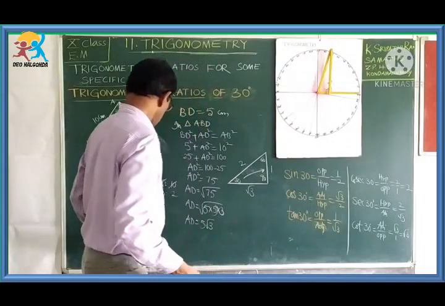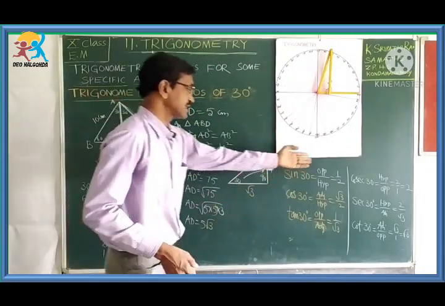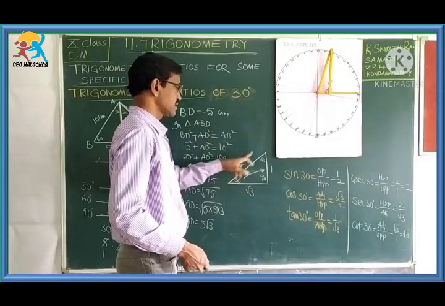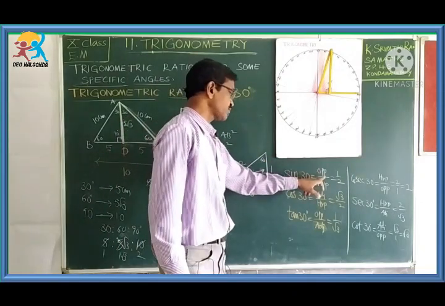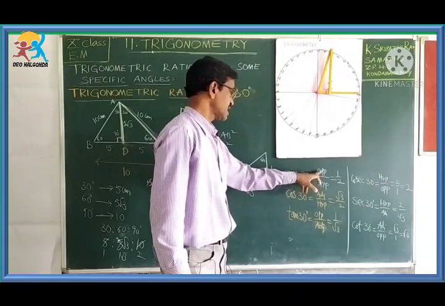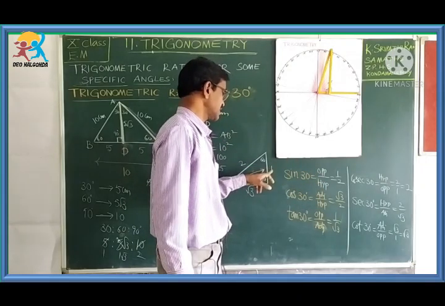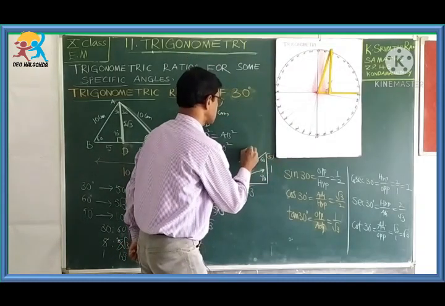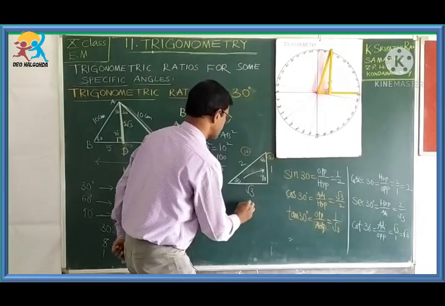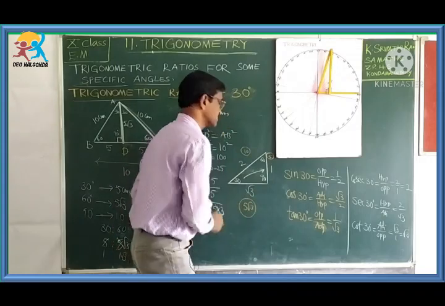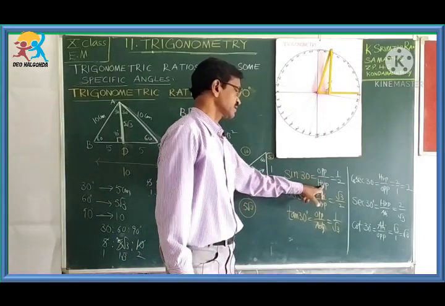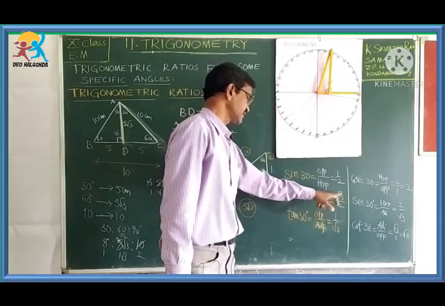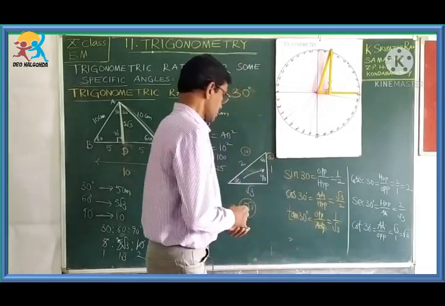You can take 5, 5 root 3, 10 also, and you will get the same values. Opposite side 5, hypotenuse 10: 5 by 10 is 1 by 2. Here 5 root 3 by 10 gives the same, root 3 by 2.